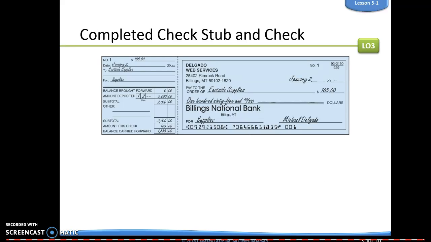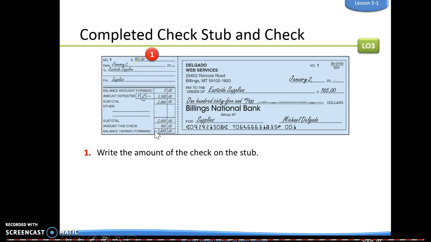Now, this is an example of a completed check stub and a check. So we are going to actually fill out the check stub first before we fill out the check. And the reason for that is we want to make sure that we have the evidence of the check. If we fill the check out first, and then we give that check away and we forget to fill out our check stub, we might forget how much money we wrote that check for, or who we wrote the check to. So we always want to get in the habit of filling out our check stub first.